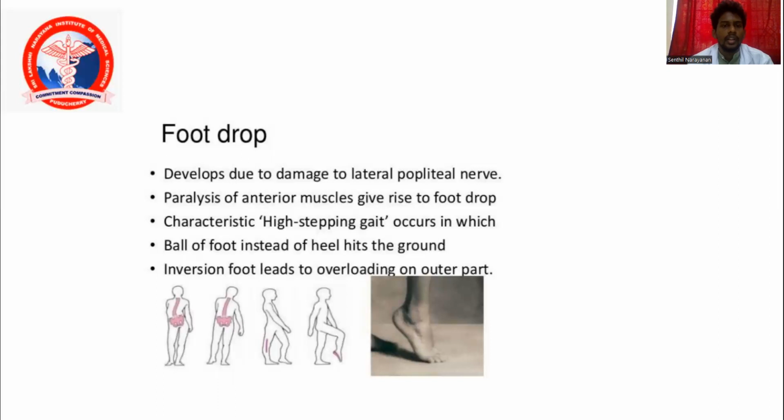Foot drop develops due to damage to the lateral popliteal nerve. The paralysis of the anterior muscles gives rise to foot drop, with the characteristic high steppage gait. The ball of the foot instead of the heel hits the ground. Inversion of the foot leads to overloading on the outer part.